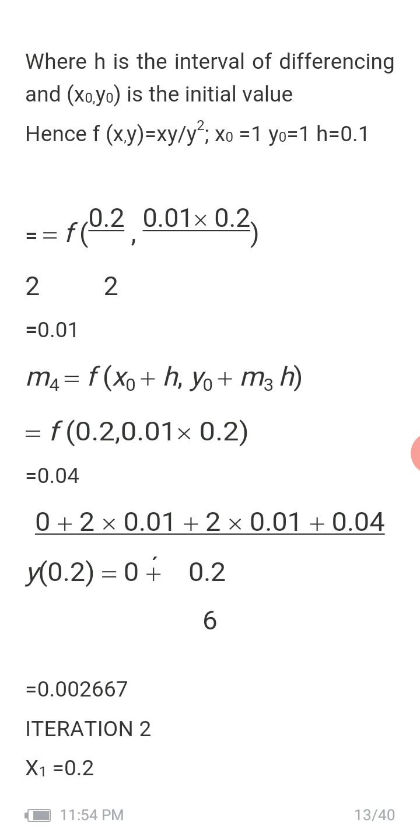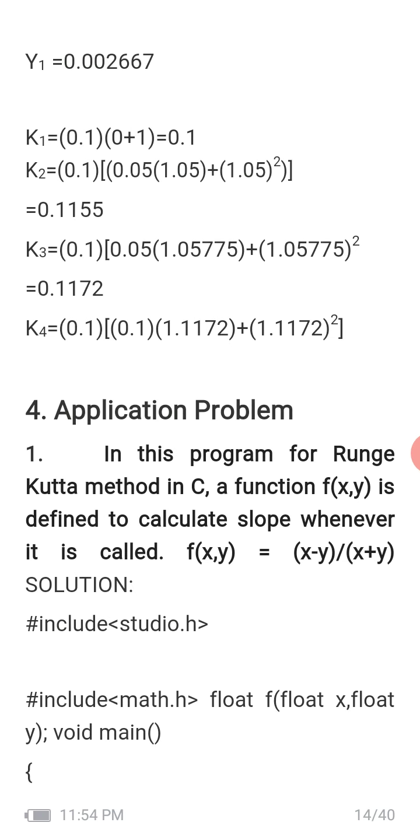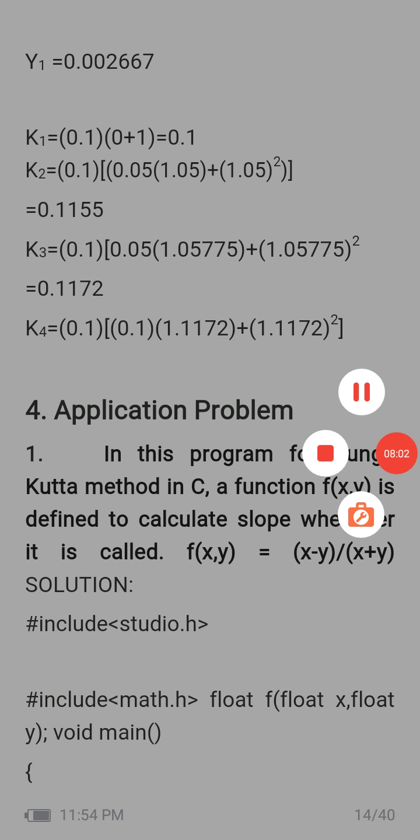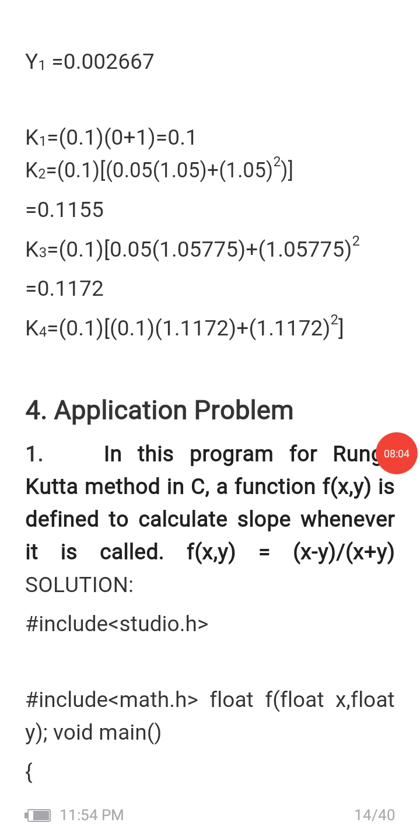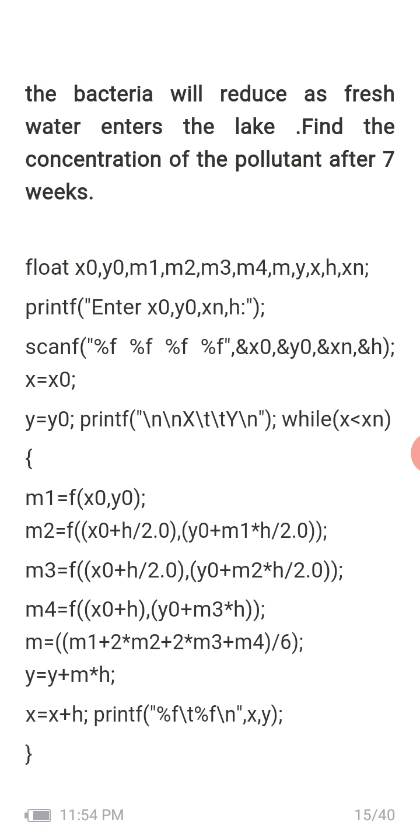Using the same formulas, we can find the values. Okay, finally, we see the application problem. In this program of RK method in C, the function f of x comma y is defined. Whenever it's called, f of x y equals x minus y by x plus y. We can write the function in C programming.